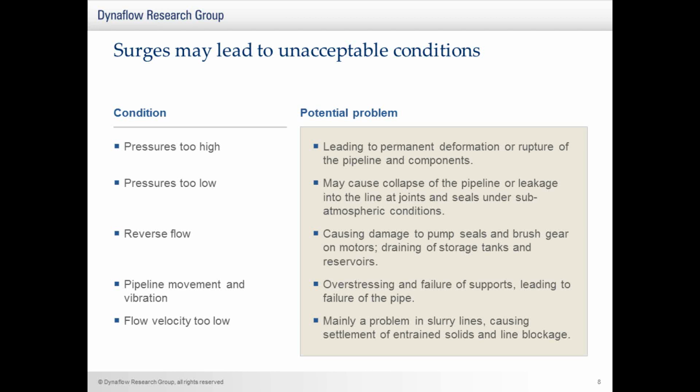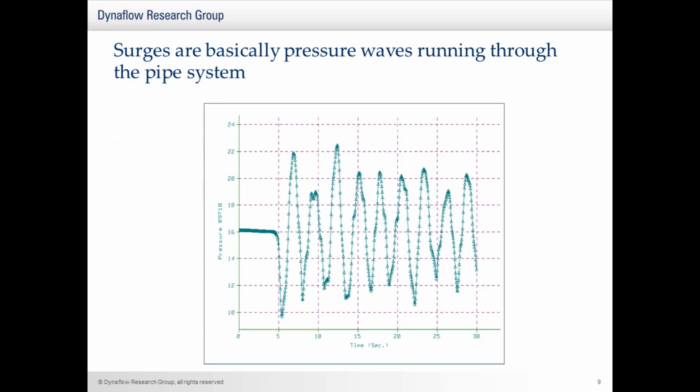As mentioned earlier, flow velocity in the case of surge is generally low. In case of slurry lines, this could cause settlement of entrained solids and line blockage.